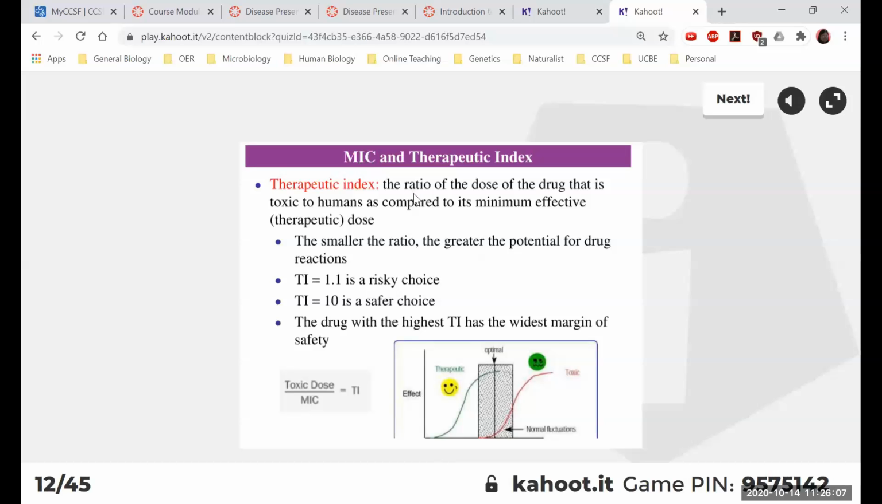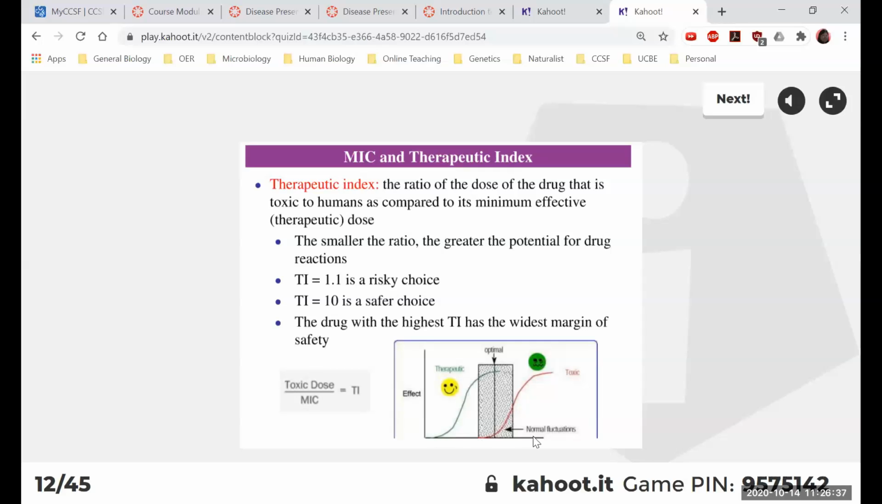When we think about a drug, it's really important to think about selective toxicity, and selective toxicity is measured by this parameter called therapeutic index. Therapeutic index is literally the toxic dose divided by minimum inhibitory concentration. So it's considering what concentration is effective in killing bacteria, and what dosage can actually cause a toxic effect on the patient.